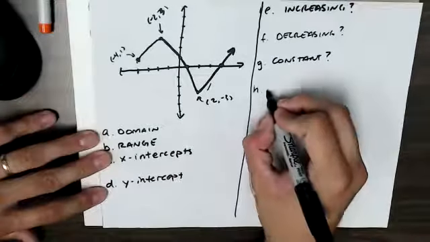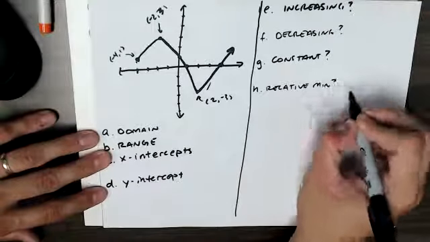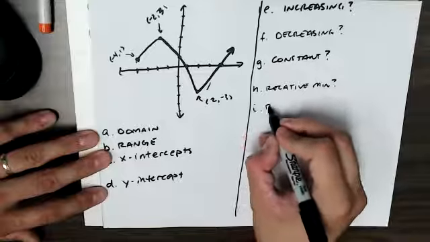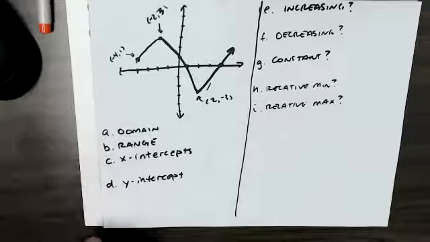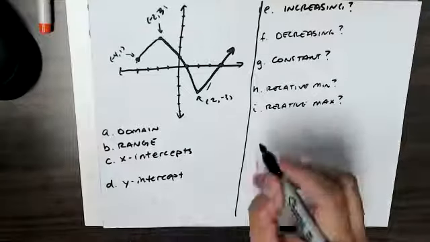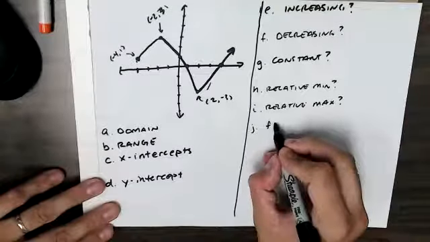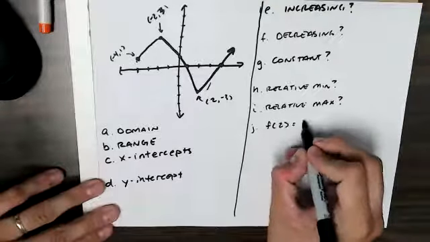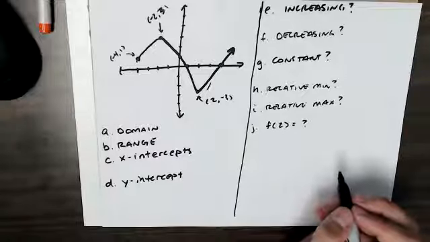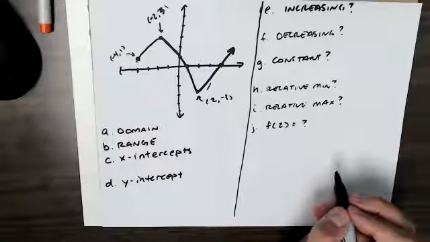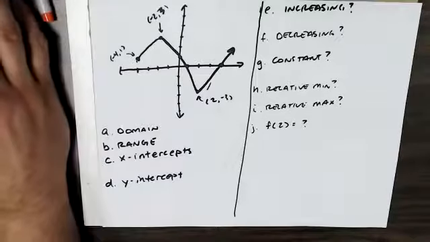So I'm going to be lazy and just put relative min, question mark, relative max. And we're going to just word it as coordinates. And then the remaining parts. Let's do, what is f of 2? We'll stop there because the other stuff we just haven't got to yet. So I'm going to press pause.